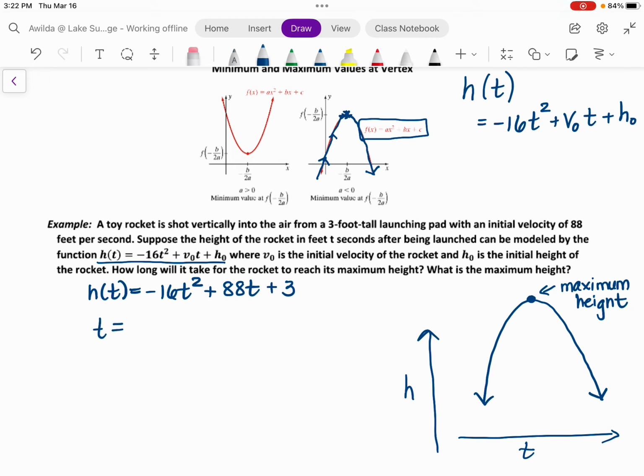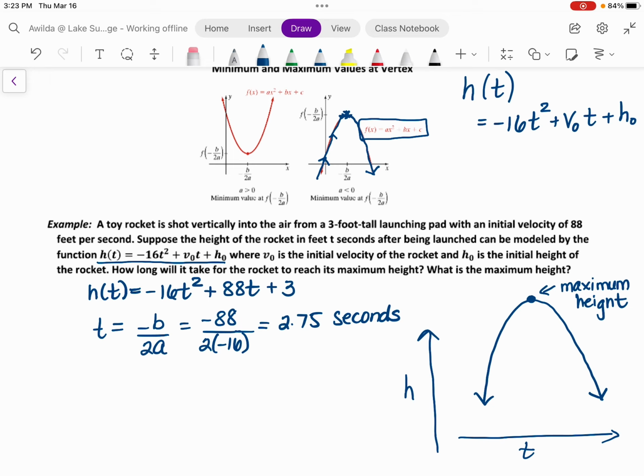According to what we learned in the previous section, the x-coordinate for the vertex of a parabola will be negative b over 2a, or in this case, negative 88 over 2 times negative 16. You can use a calculator or simplify manually. Let's see, 88 divided by 2 times 16, we get 2.75 seconds. So 2.75 seconds after the toy rocket is launched into the air, it will reach its maximum height.